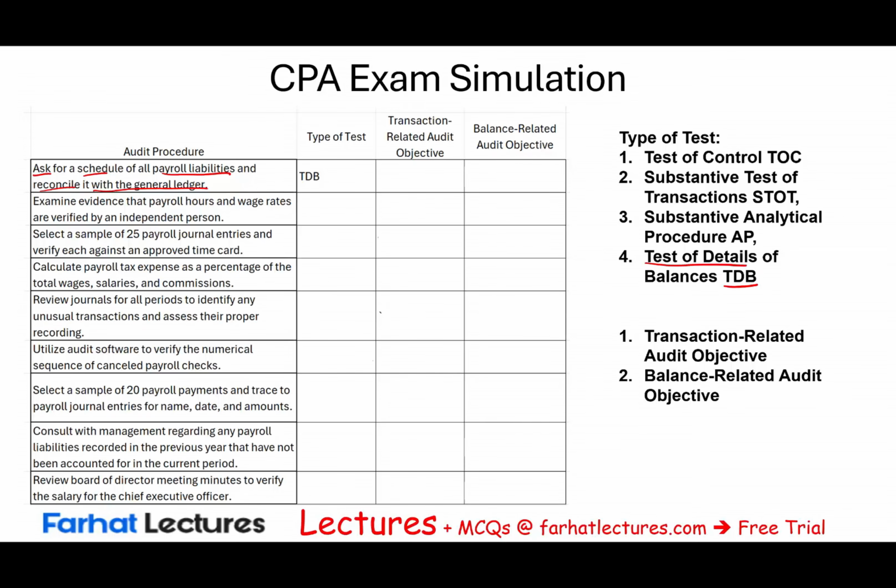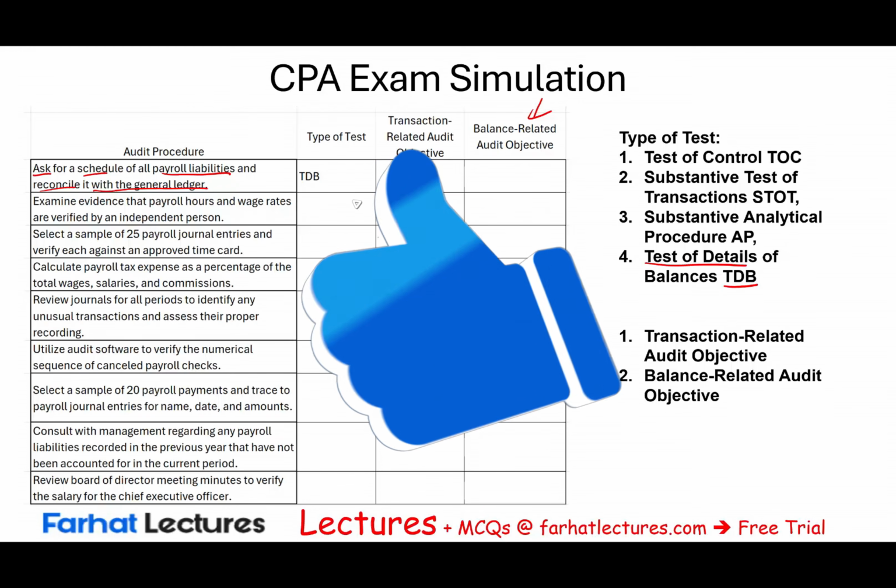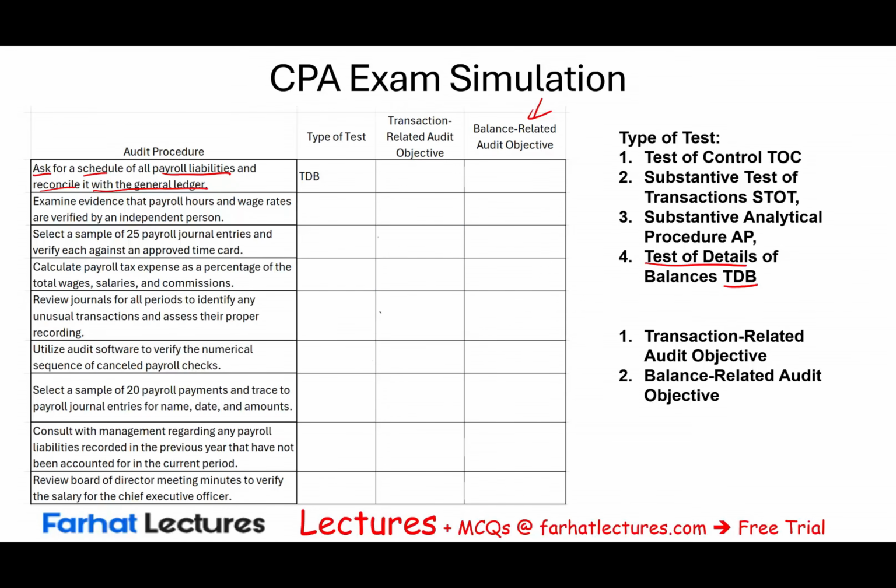Now, if it's a test of detailed balances, the balances, liabilities are on the balance sheet. So we're looking at the balance related audit objective. What do you think the audit objective is here, if we obtain that schedule and we reconcile it with the general ledger? Well, the first thing we want to know is, are we working with the proper figures? Accuracy. So here the balance sheet audit objective is accuracy.